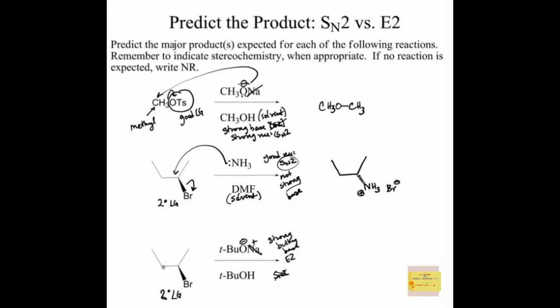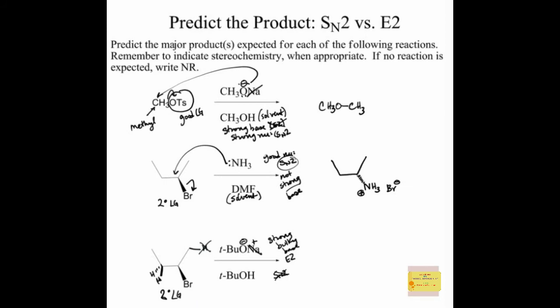Okay, so now we look at our beta hydrogens. We have some over here, and we have some over here. And so first we should consider regiochemistry. Where would we prefer to deprotonate? Well, we want to get the most substituted alkene possible. So we're not going to go to the end carbon.